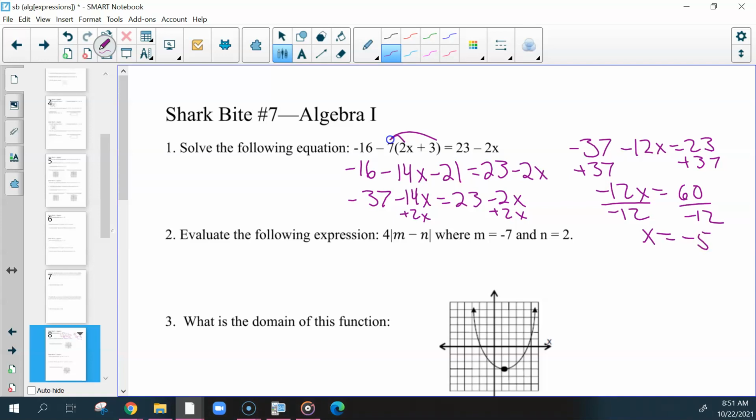So x equals -5. What's the final answer for that one? X equals 5. Unless it's 6. Double check my math. Okay. 4 is 48. Yeah, it'd be 5. Yes.